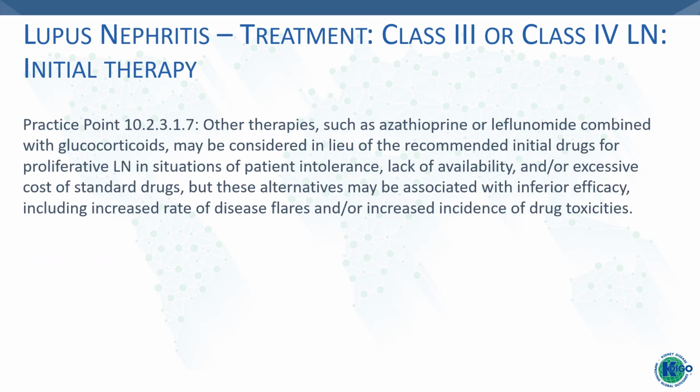There are other therapies that can be used in the management of class 3 or 4 instead of what we mentioned before, in conjunction with glucocorticoids, such as azathioprine or leflunomide. Actually, this can be used if the patient is intolerant to what we mentioned in the last slide, or lack of availability of the first line recommended drugs, or excessive cost, or whatever the cause, to replace first line recommended immunosuppressants with azathioprine or leflunomide.